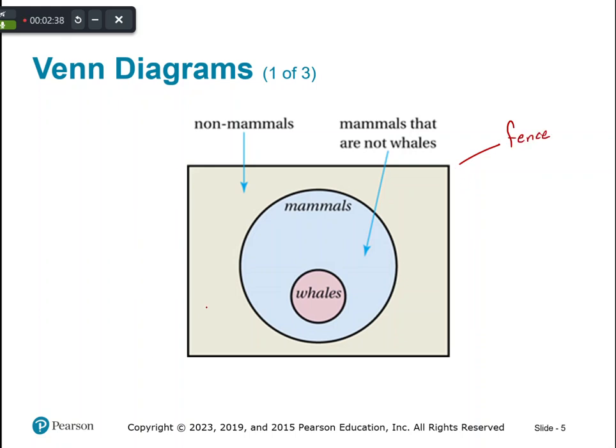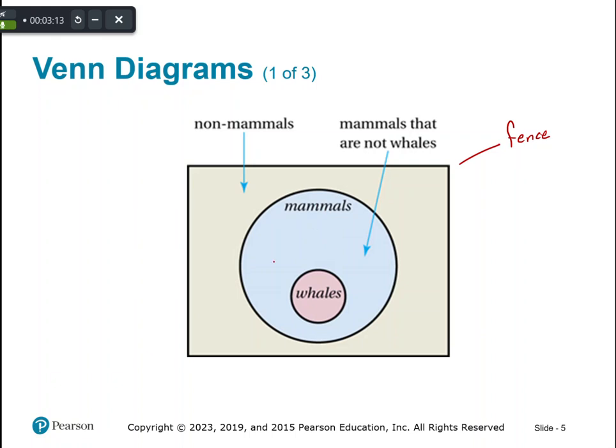It all starts with we're only looking at this area. We're only looking at what's inside the rectangle. So a nice rectangular fence, little border that tells us where we are. And then we'll have circles representing various sets. So if we have a circle, a set of mammals, then the area inside the rectangle, but outside the circle, is for non-mammals. If we have a subset, right, whales are a subset of mammals. So we have a smaller circle inside of our mammals circle, a smaller set inside of our set.